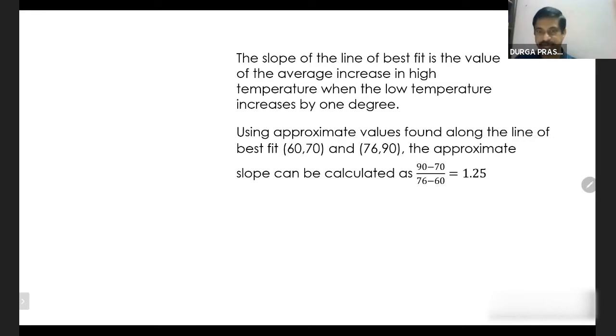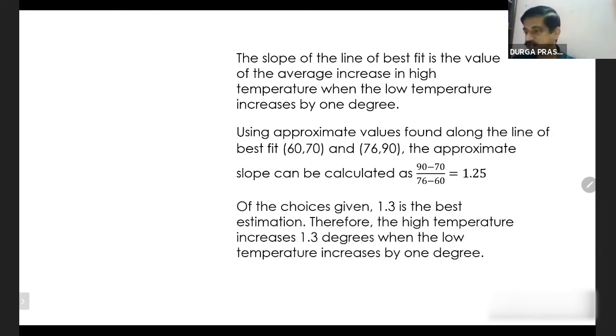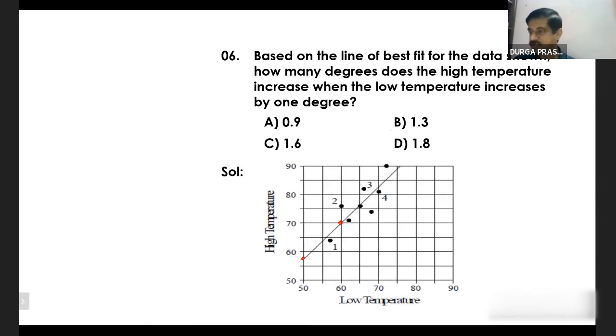If you take 60 to 70, it is 76 to 90. So 90 minus 70 is the high temperature difference, and the low temperature difference is 76 minus 60. If you take this difference, it comes out to be 1.25. Maybe 1.25 is not there in the options A, B, C, D. So it should be 1.3. Instead of that, if you look at this, it is doing exact.